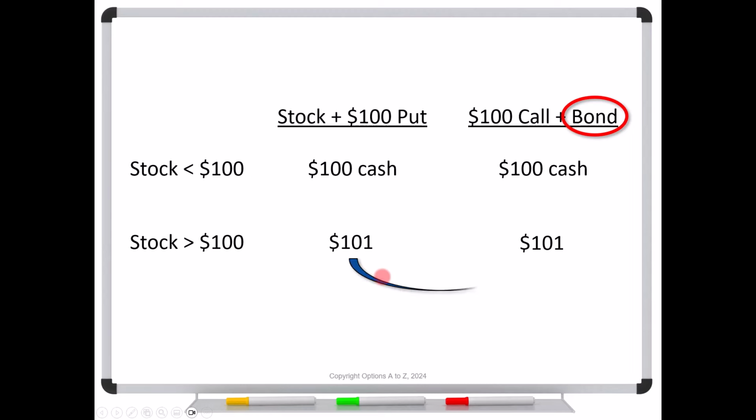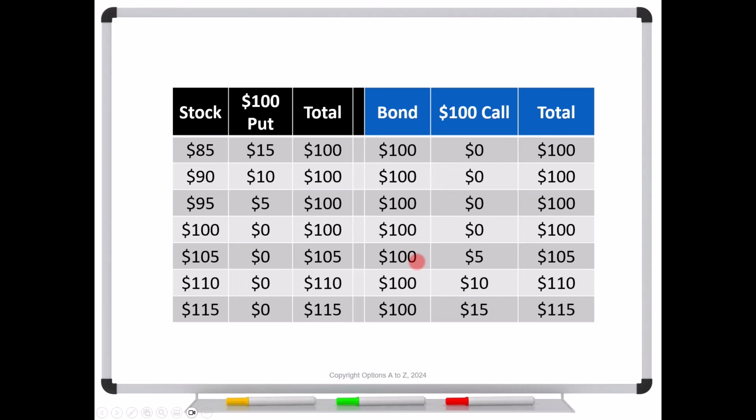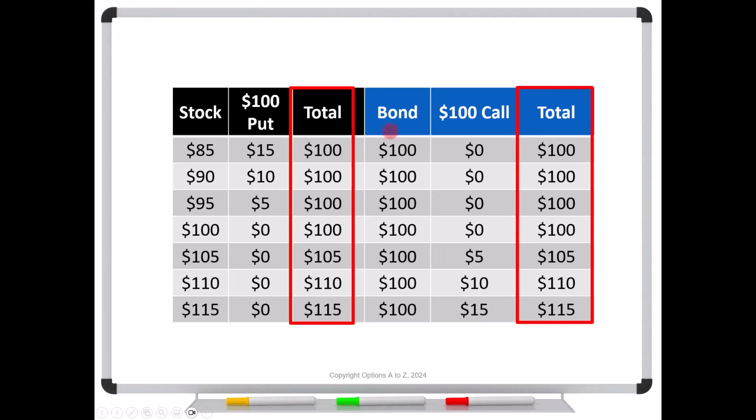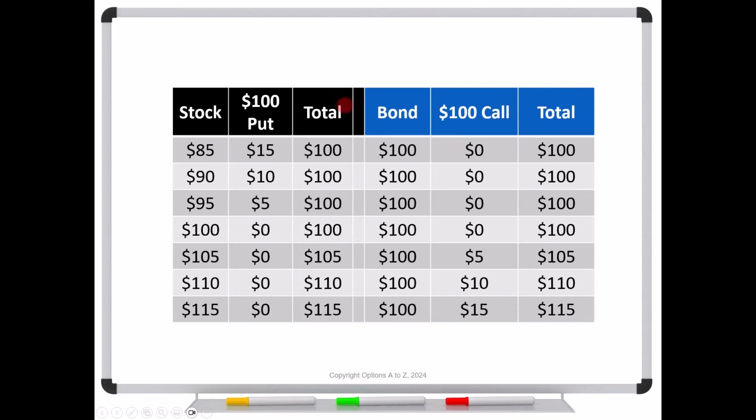All right, that's what's keeping these portfolios completely equal. So let's go back to our table, and now let's track the total for the stock plus put portfolio and the total for the bond plus the 100 call. So with the stock at 85, notice that the stock plus put portfolio is worth 100, but over here, the $100 call plus the bond is also worth 100. See, now they are exactly equal.